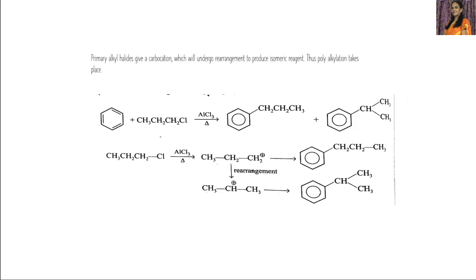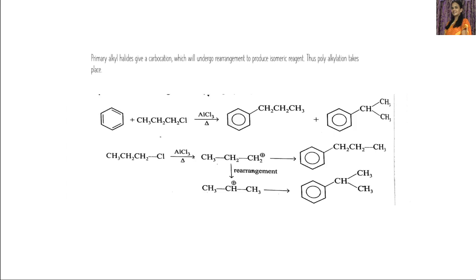This undergoes rearrangement. During the rearrangement, what happens? This H plus goes to this carbon. Then this carbon suffers with a positive charge. One hydrogen atom from this goes to this carbon, and this carbon gets the positive charge, you can see here, due to rearrangement. Then what happens? This is a primary carbocation, this is a secondary carbocation.